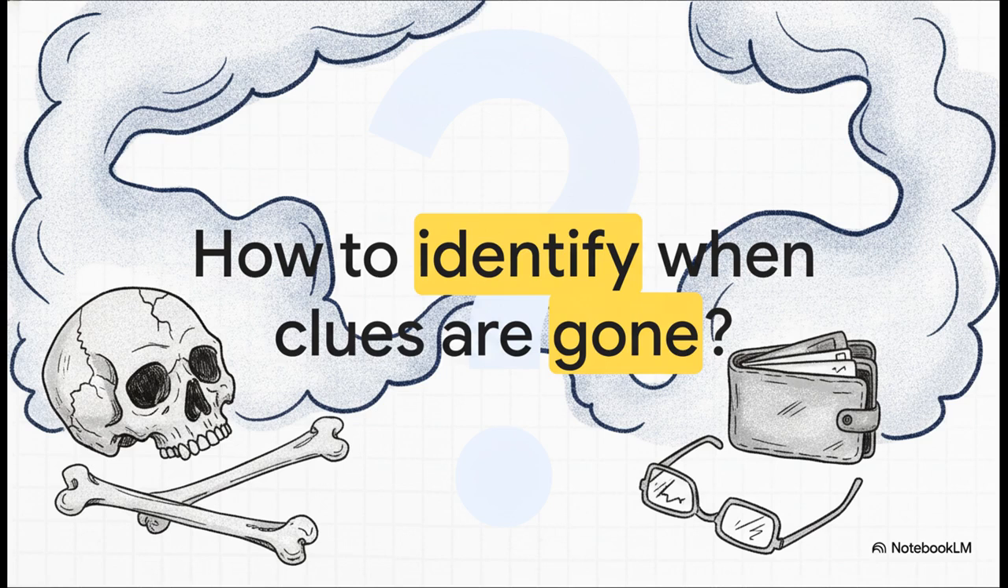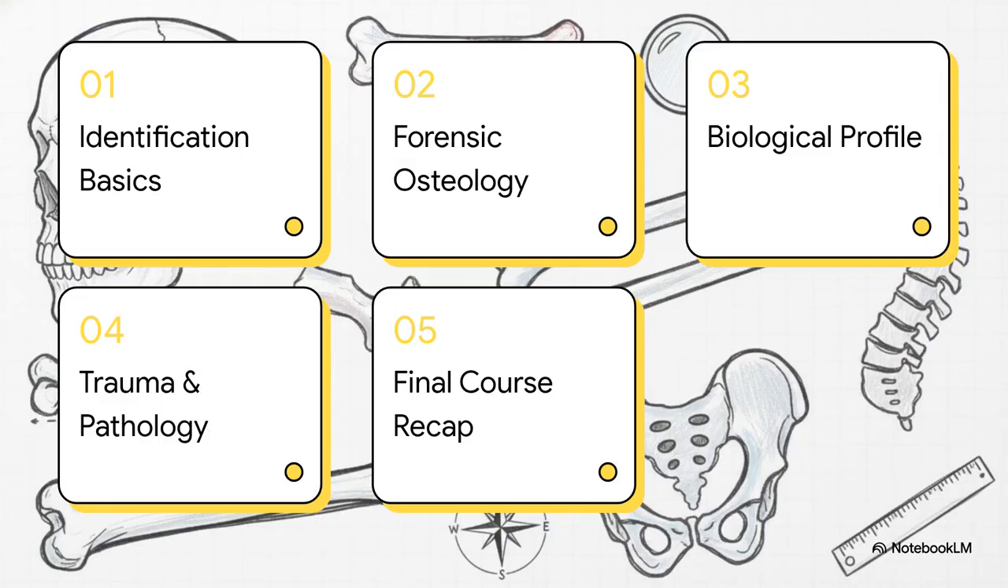In situations like severe decomposition or a massive natural disaster, those usual methods, like a visual ID or just checking someone's wallet, they totally fail us. The soft tissue is gone, the context is lost, and that is exactly the problem today's scientific principles were built to solve. So here's our game plan for today.